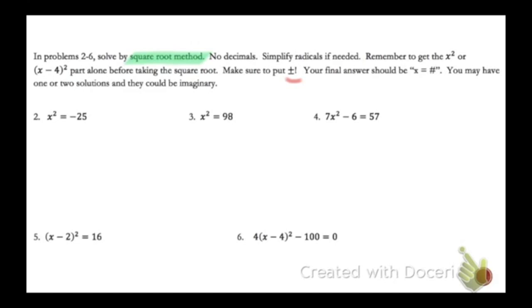So starting with problem 2, our x squared is already alone. I'm just going to square root both sides. I get x equals, now remember, whenever you take a square root, it needs to start with plus minus. The square root of 25 is 5, and I have to put the i in there because I had a negative.